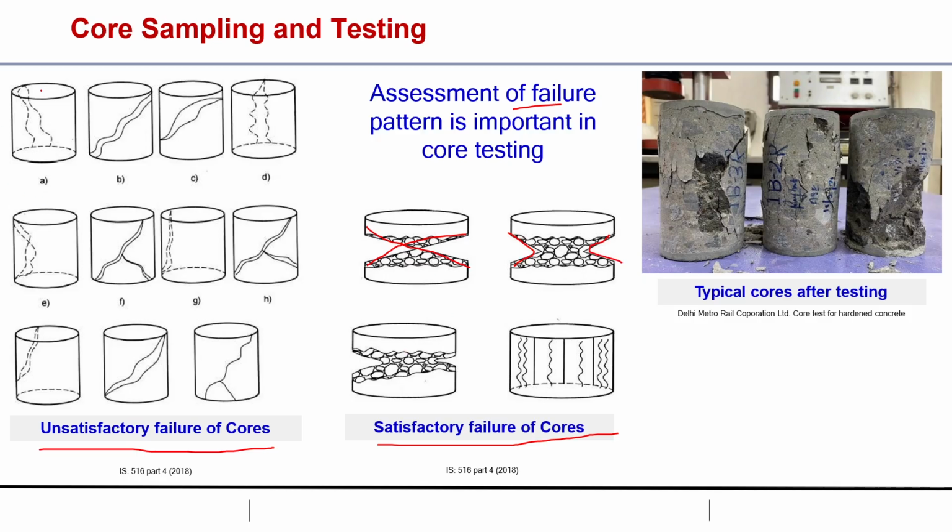But these types of failure modes are unsatisfactory, like cracking from one end or from the edge or from the corner. So likewise there are other failure modes. The code says these are unsatisfactory failures of the core. You have to revise the process, because in these cases we cannot consider the compressive strength whatever you got. So you have to keep an eye out for satisfactory failure of the cores. The examples are given. So I hope the concept is clear. If you have any doubt, you can ask me.